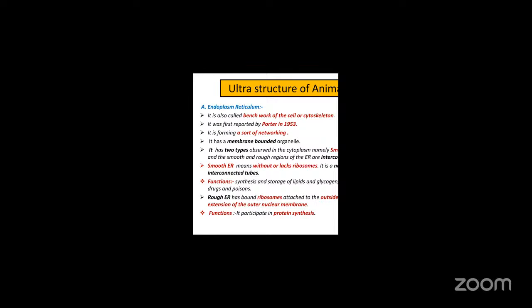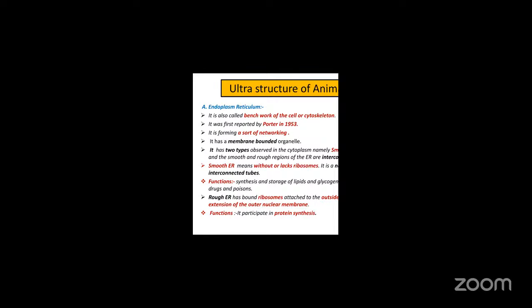It forms a sort of network, and it is a membrane bounded organelle. That means just like a cell is bounded by a plasma membrane, likewise each organelle is also bounded by its own membrane. So even the endoplasmic reticulum is bounded by a membrane. That is why it is called a membrane bounded organelle, and it has two types observed in the cytoplasm, namely smooth and rough endoplasmic reticulum.